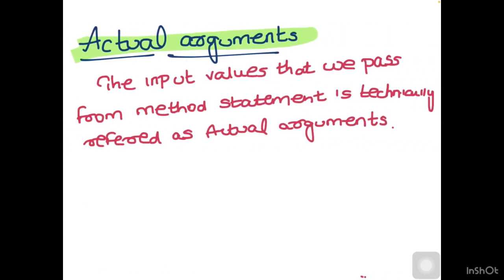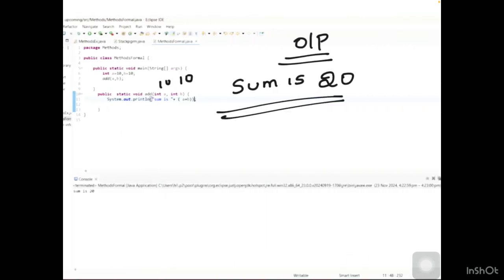And we have actual arguments. Actual arguments are nothing but the input values that we pass from the method calling statement, technically referred to as actual arguments. Here we are calling the method by using the method calling statement, right? At that time, when we are passing the values, they are known as actual arguments. So we pass the values from the actual arguments to the formal arguments so that we can use those values. To understand it better, we can see the example.